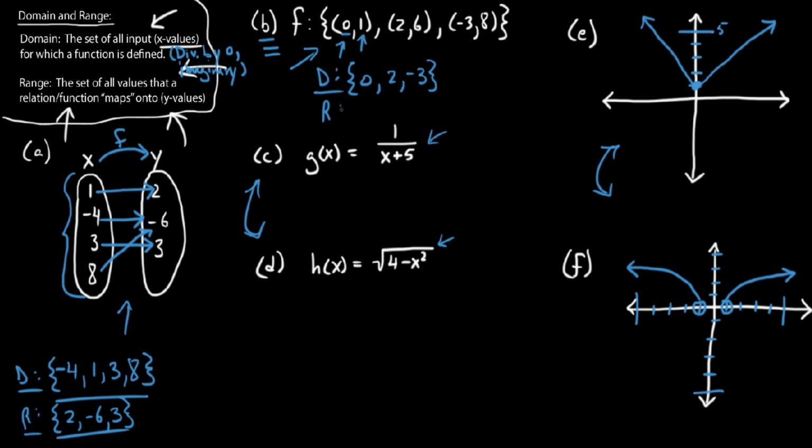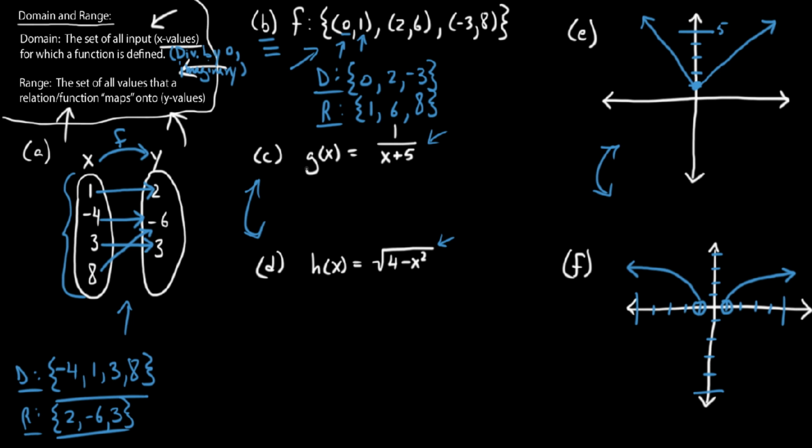And the range in this instance would actually include the values that got mapped onto. So 1 got mapped onto by 0, 6 actually got mapped onto by 2, and 8 got mapped onto by -3. So it's really an exploration of which x values worked, okay, and which y values got used. All right. So now moving on to letters C and D.